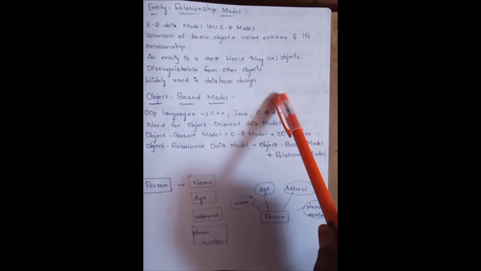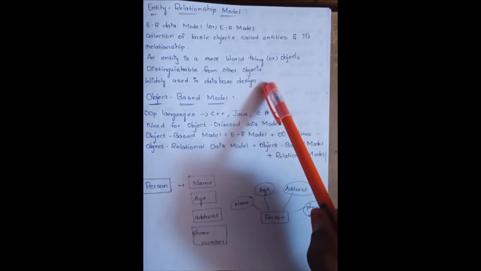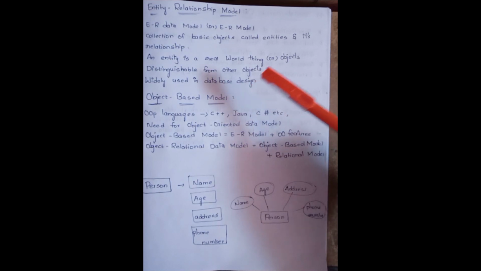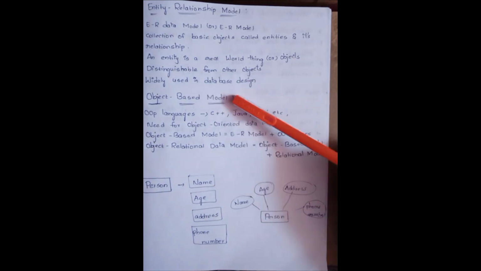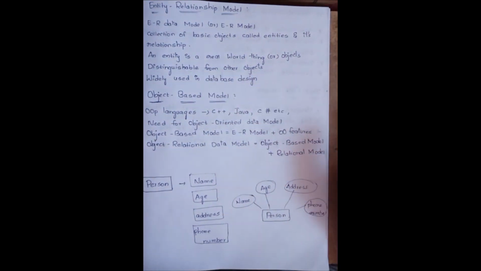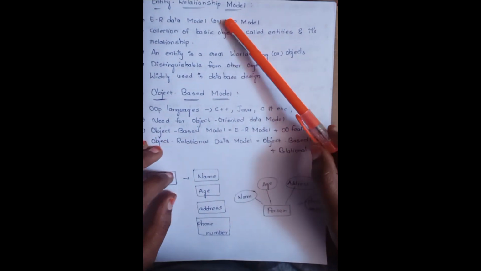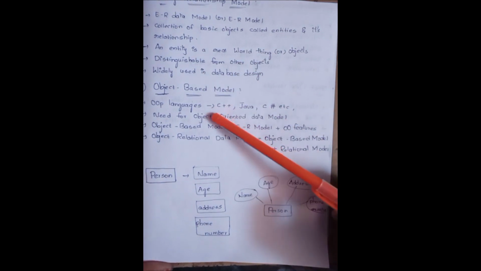Now, like the relational model, the ER model is also widely used, but the important thing to note here is that the ER model is widely used in database design. So this is about the entity relationship model, and we'll move to the next model, that is the object based model.